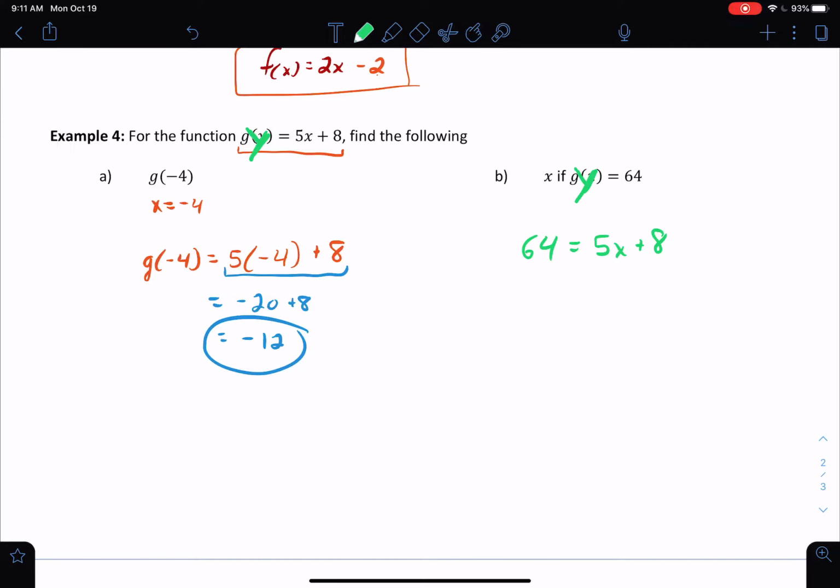Subtract 8 from both sides. So I'll get 56 equals 5x. Divide both sides by 5. I'll get x equals 11.2. Okay? So we got to remember this idea of function notation. Solving for x or plugging in for x, depending on the situation.